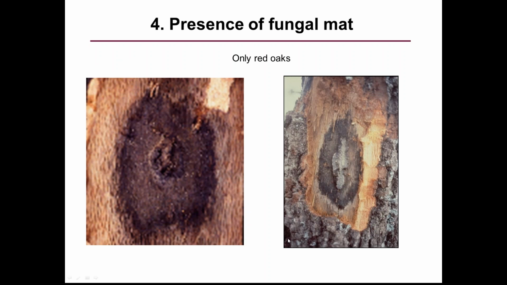The fourth step, and I see this fungal mat on the left is kind of fuzzy, so let's focus on this one on the right, is the presence of a fungal mat. Now, only about 1 out of 20 red oaks form fungal mats, so it's not a really good key criteria. I've had master's candidates go through their entire careers on oak wilt in Texas and never see a fungal mat. You really have to go out and look for them.